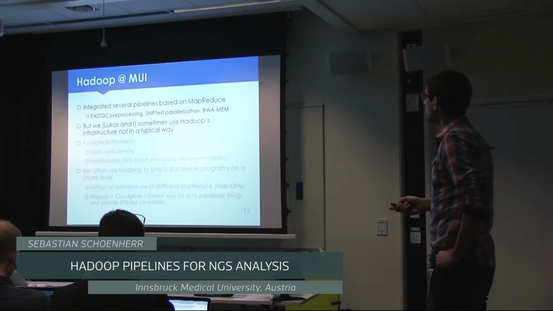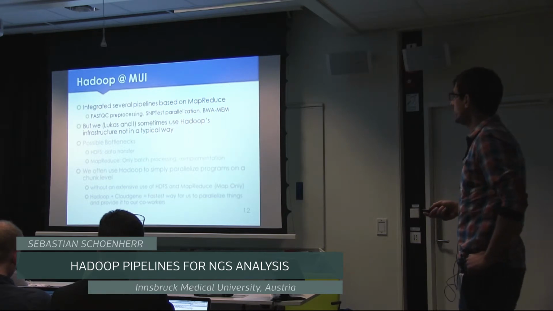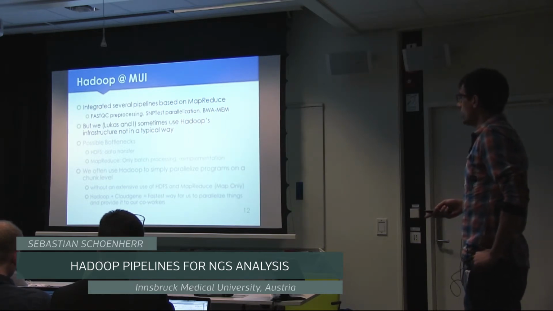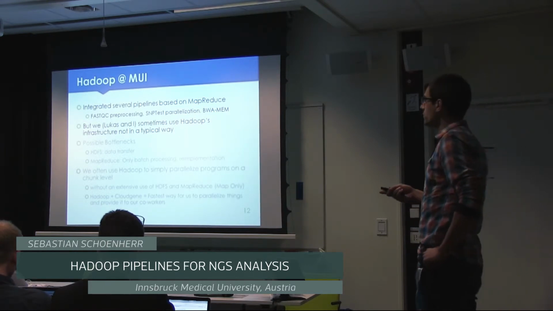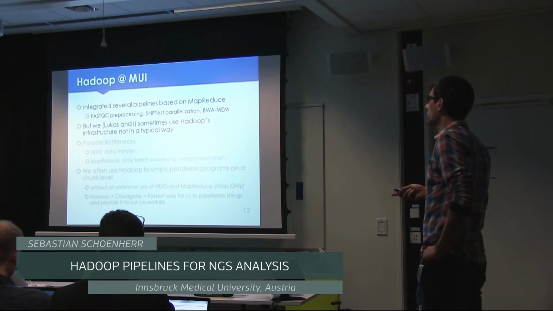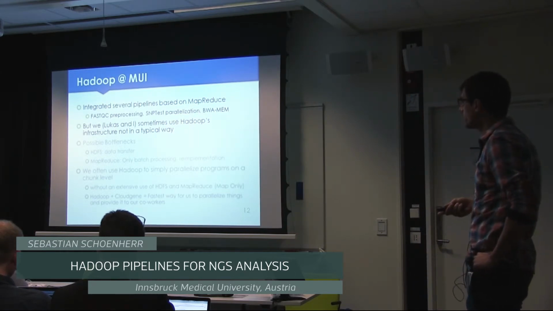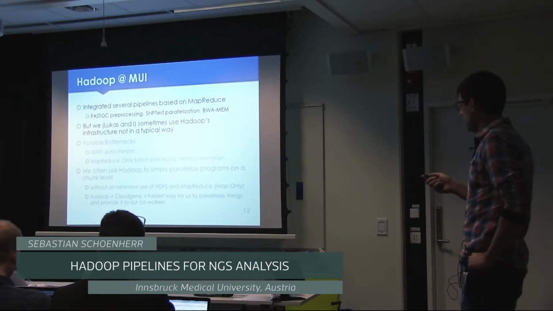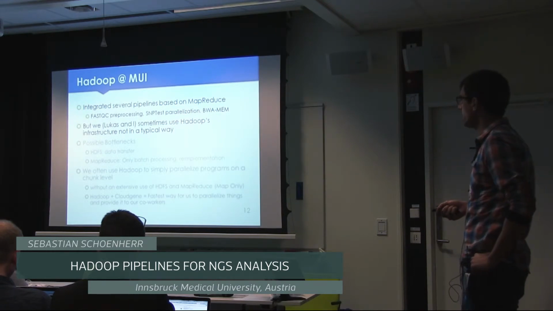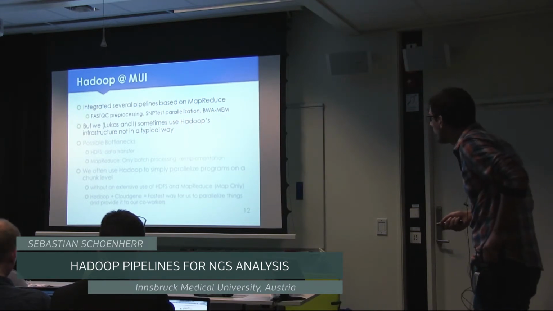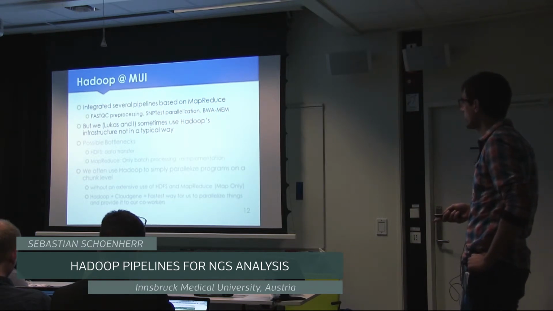Okay, so what kind of Hadoop pipelines did we develop in Innsbruck? We started with pre-processing. We developed a library which can be compared to the FastQC pre-processing library. We integrated SNPtest. We also developed a version of PWMM, which we integrated in CloudGene as well.